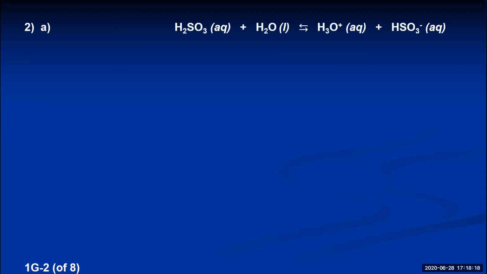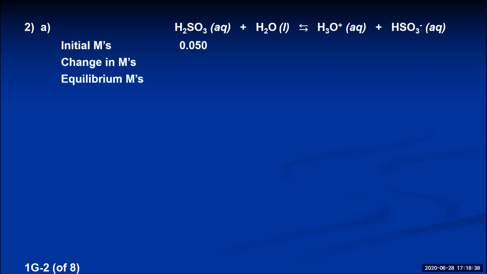First ionization, the H2SO3 reacts with a water molecule to form a hydronium and the bisulfite ion. The equilibrium constant for this reaction is called the Ka1 for sulfurous acid, and it can be looked up on handout 3. To determine what the equilibrium molarities are, we're going to write an ice table.